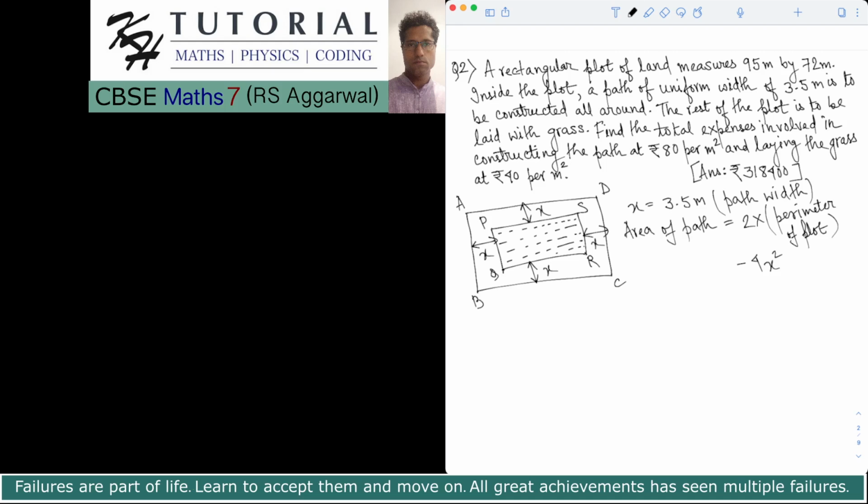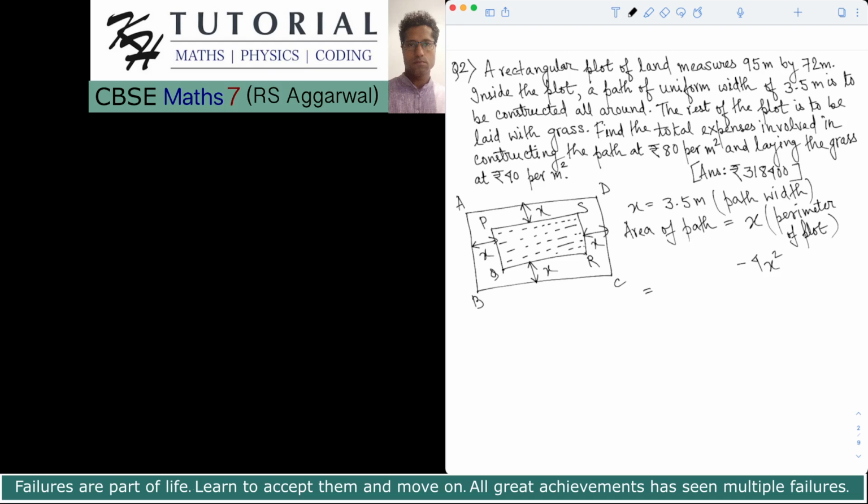It is not a formula that is in the books, this formula I have derived, but you can use it for solving any problem in any competitive examination. So the area of the path will be, not 2 times the perimeter of the plot, I'm really sorry, it is x, the width of the path, multiplied by the perimeter of the plot minus 4x square.